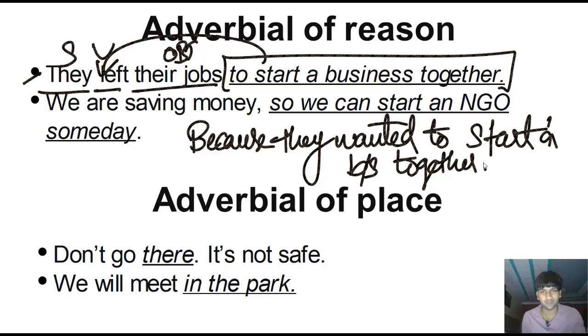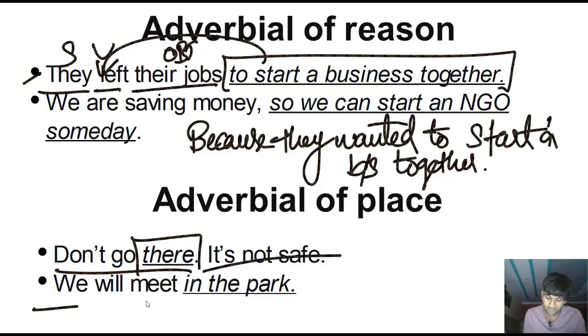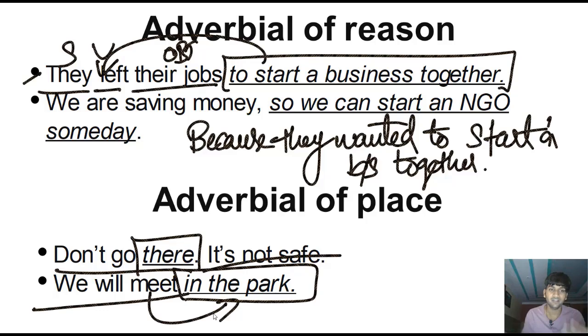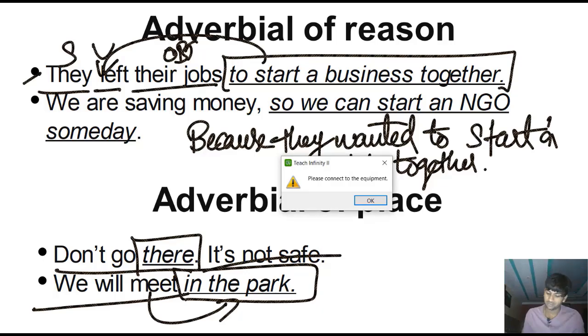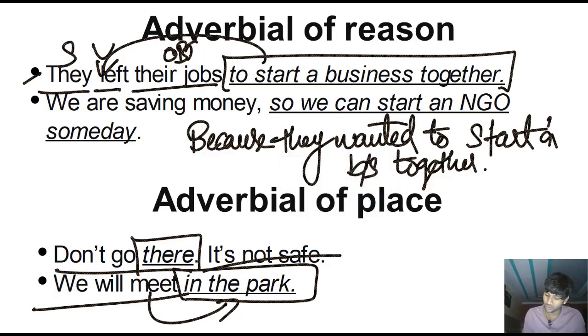It will give information about the place of the action, right? Don't go there. Go where? There. Come here, right? It's not safe. We will meet in the park. We will meet where? In the park. We will meet where we met for the first time. It can be a clause as well, right? She follows me where? Everywhere I go, right? So it can be a word, a phrase, or a clause.